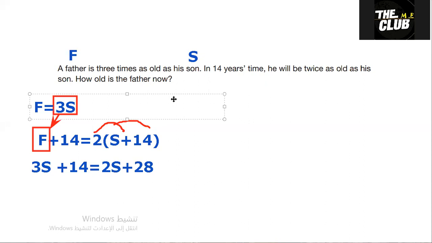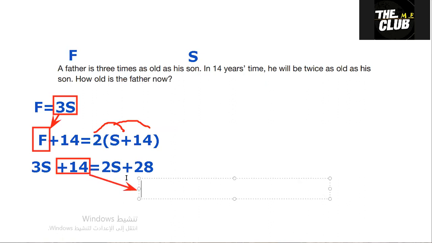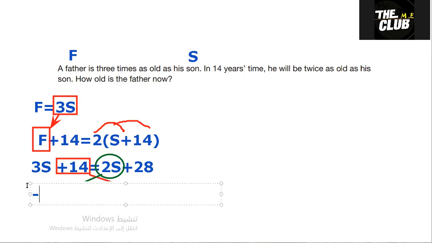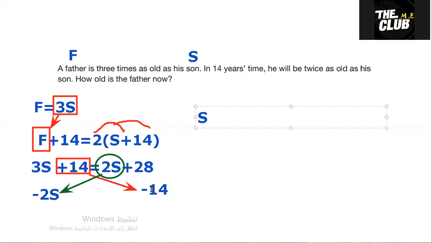Then I'm going to work on like terms. We take 14 to the other side, so it's going to be minus 14 here. Here, I'm going to write it minus 14. And I'm going to take the 2S to the other side, like this, and it's going to be minus 2S. Then 3S minus 2S gives me S. So this one is S. And then 28 minus 14 equals 14.